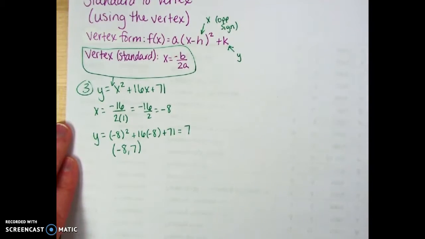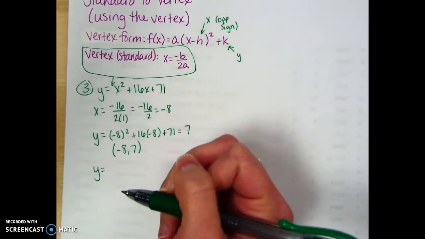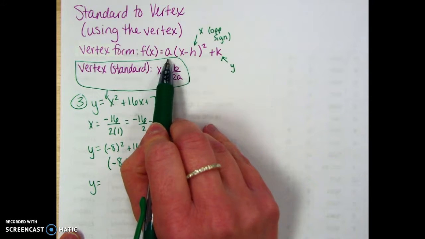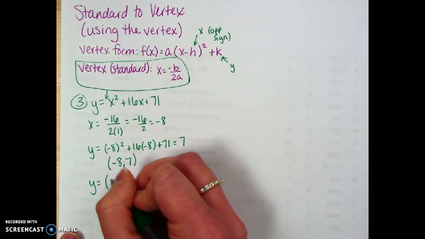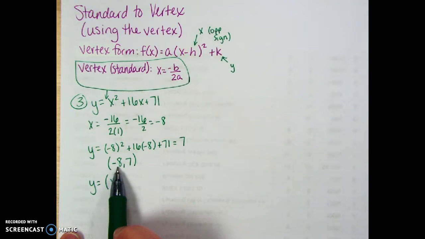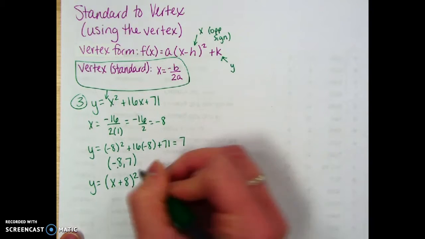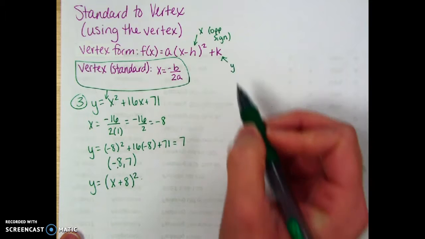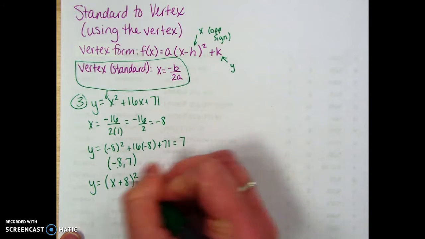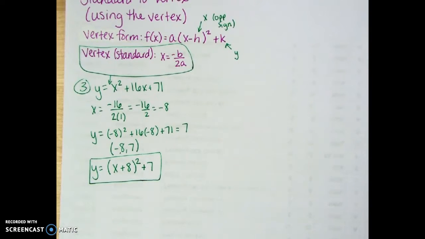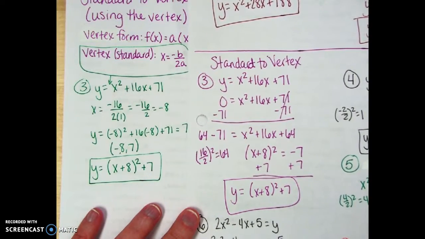Okay? So now I can do y equals, because remember f of x, that can be y equals or whatever, g of x, h of x, y, whatever. Y equals, a is 1, so I don't need that. Bring the parenthesis, x, and then it's the opposite, so this is negative 8, so it's going to be plus 8 squared, and then plus the y, so plus 7. Okay, so that is another way to do it. If you're more comfortable using the completing the square way, that's fine. But just look at the work compared to each other.